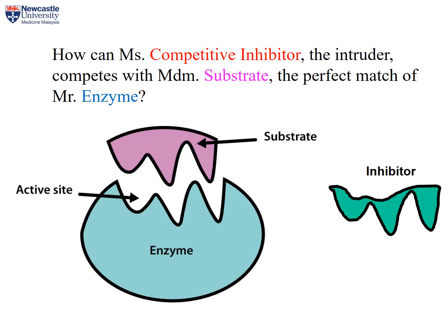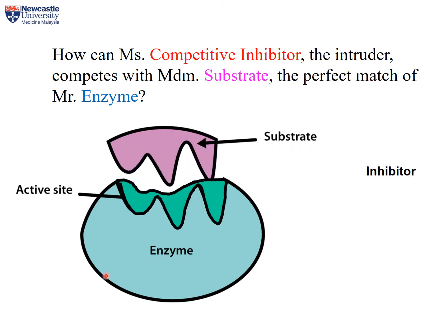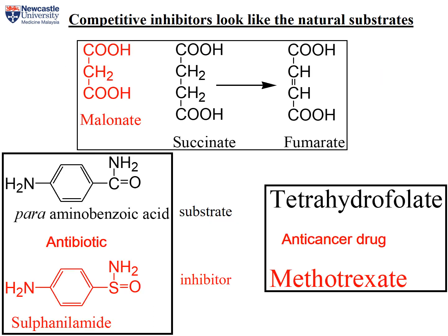Okay, showing here is just a joke to strengthen your understanding. One might ask, how can Ms. Competitive Inhibitor, the intruder of the relationship, compete with Madam Substrate, that is the perfect match of Mr. Enzyme? Well, the answer is because the inhibitor also shares a similar shape with the substrate, which means it is also complementary to the enzyme active site. As a matter of fact, competitive inhibitors look just like the natural substrates.